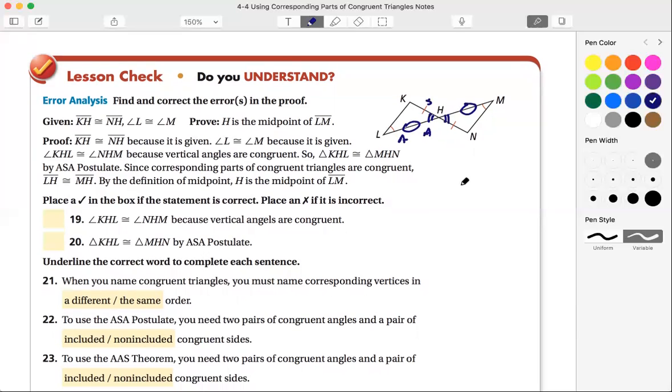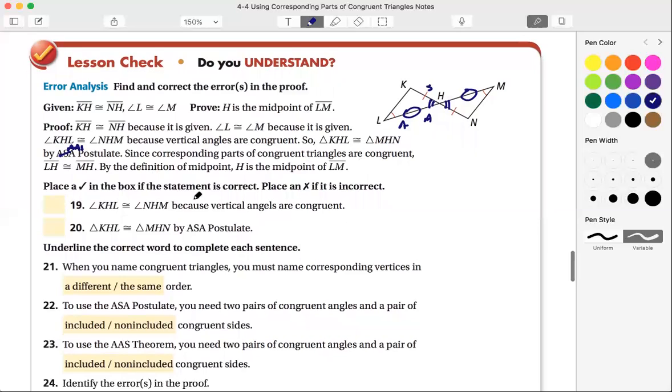Okay. So basically that's what we have here in the proof. All right, KH is congruent to NH because it's given, L and M because it's given. But I also know these angles are congruent because of vertical angles. So we have congruent triangles by the ASA. I'm going to change that. That should have been AAS. Since corresponding parts of congruent triangles are congruent, I know LH is congruent to MH. So by definition, midpoint, I have LM.